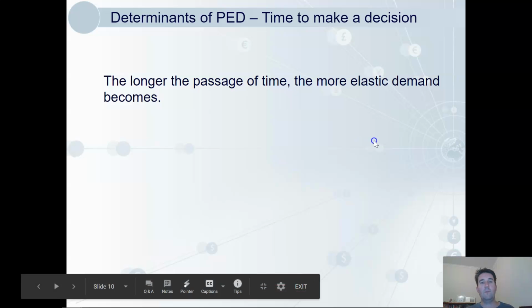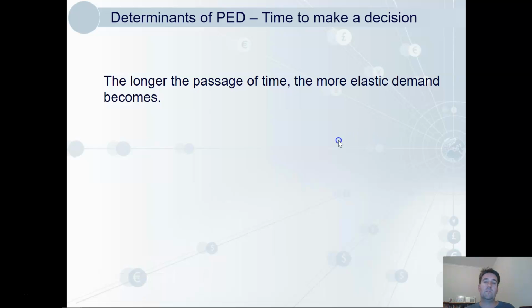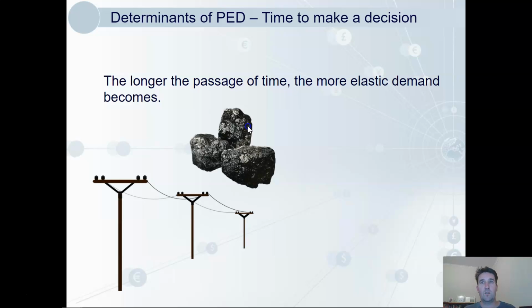Lastly, the time that you have to make the decision. So the longer the passage of time, the more elastic demand becomes. An example will help us here. Electricity prices in South Australia have just about doubled in the past decade. When prices go up, people still need electricity, so they keep buying roughly the same amount. They still need it from the grid, from coal here, which is where a lot of ours comes from. So they still buy roughly the same amount. In the short term, demand is inelastic. It's insensitive to the change in price.